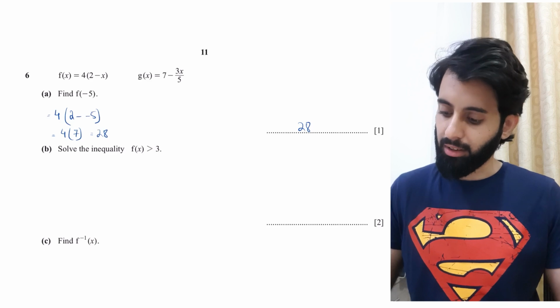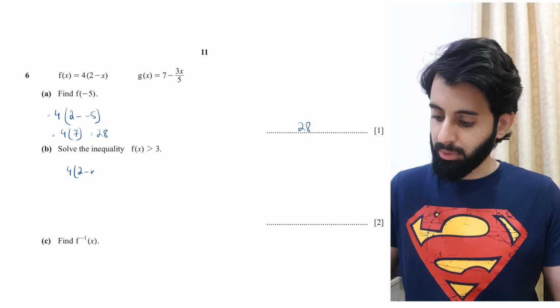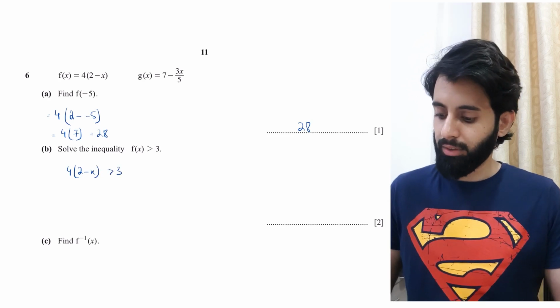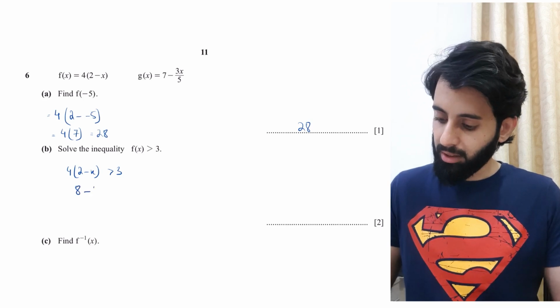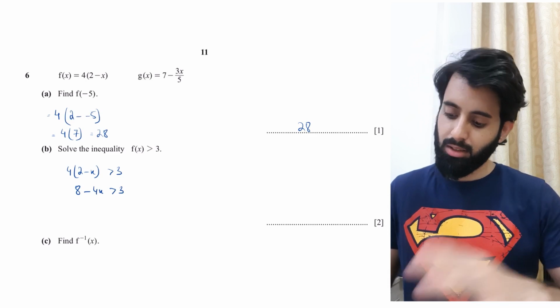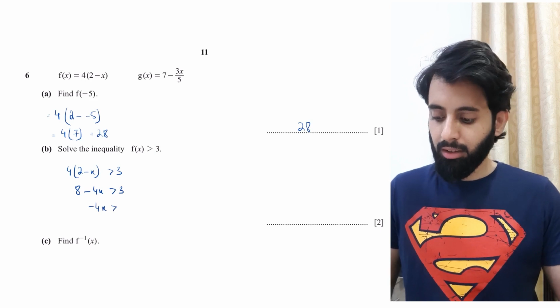f of x is greater than 3. First things first, I need to write f of x, which is 4 times (2 minus x), and then put a greater than 3 sign. I have to solve for x. So 4 times 2 is 8, minus 4x is greater than 3. Let's shift the positive 8 to the right hand side. So minus 4x is greater than 3 minus 8.